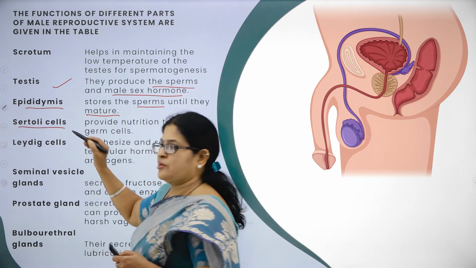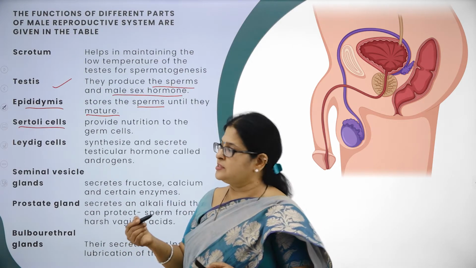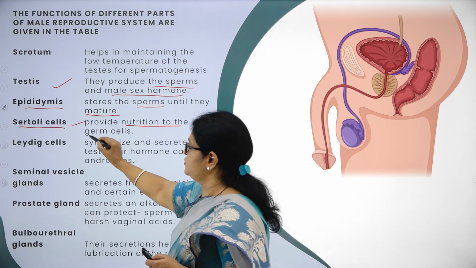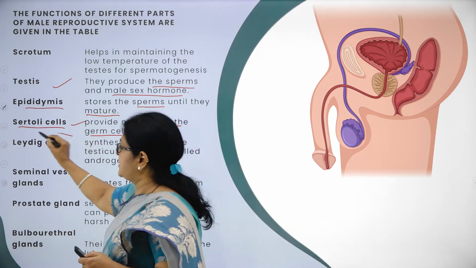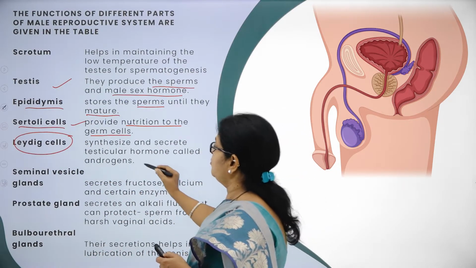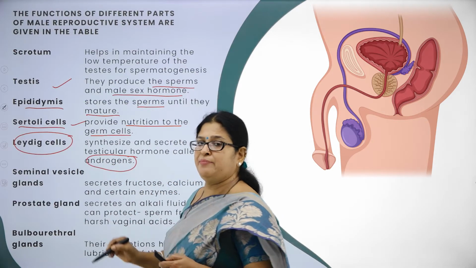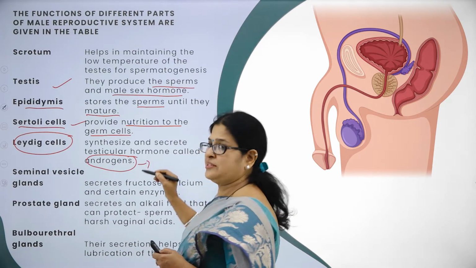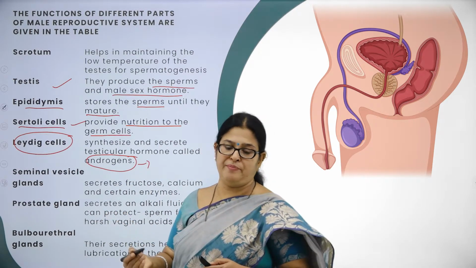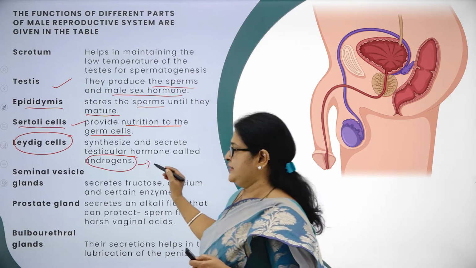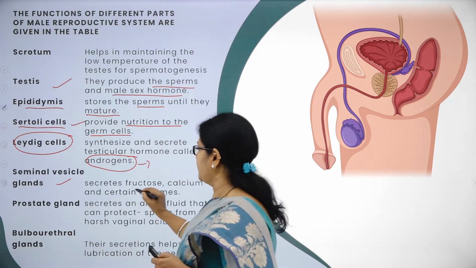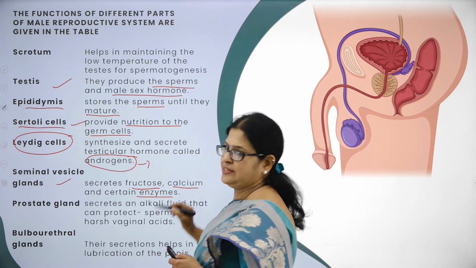Then Sertoli cells. Already we discussed about the germ cells and the Sertoli cells. What is the function of Sertoli cells then? They provide nutrition to the germ cells. Then Leydig cells. As I said, Leydig cells produce what? Leydig cells are nothing but interstitial cells. What do they synthesize and secrete? A very important hormone called androgen, which is otherwise called testosterone. And I told you what role it has to play. It is responsible for the formation of male secondary sexual characters, right, after they attain puberty.